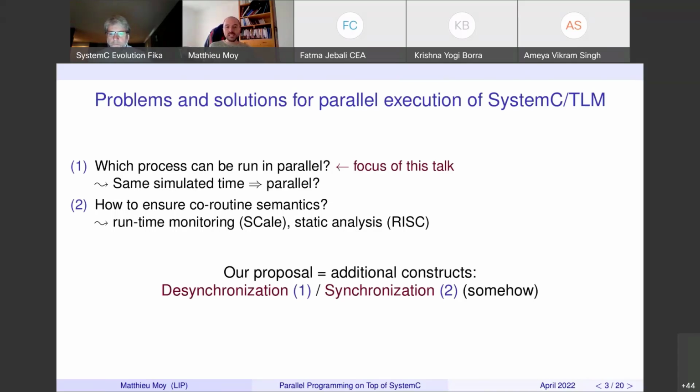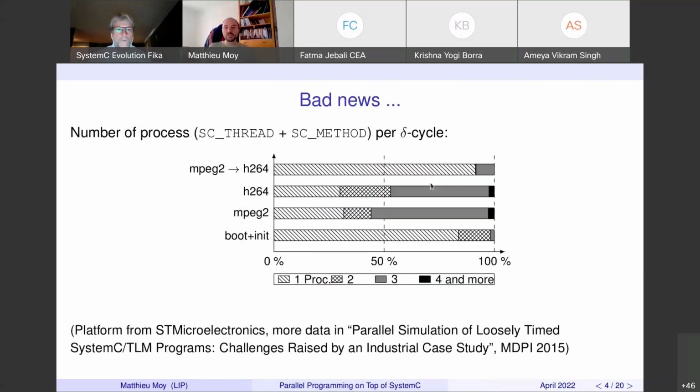And my claim is that in many cases, just saying same simulated time implies parallelism is not sufficient because there's just not enough parallelism potential. So the idea that I'm going to talk about in this talk is we need something more. We need to let the programmer express two things: how to desynchronize threads to allow more potential parallelism, and then how to resynchronize, because somehow coroutine semantics is very convenient. And I don't think you want to make a parallel platform using just threads and mutexes with the basic parallel semantics. So I'll start with bad news.